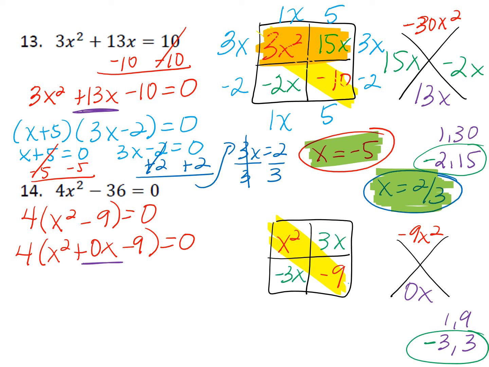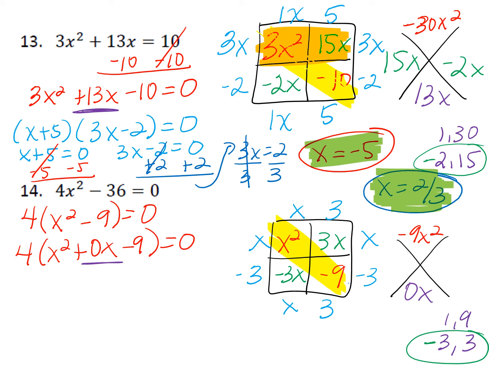So 3x, negative 3x. And this is one of the easier ones. X times x is x squared. X times 3 would give me 3x. Row 2, x times negative 3 would give me negative 3x. And then 3 times negative 3 gives me negative 9.